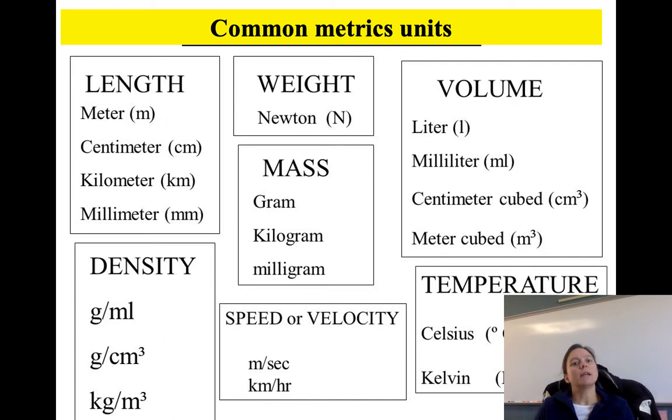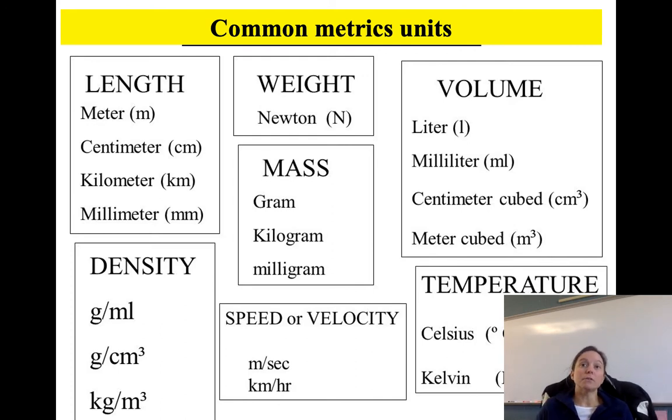So we would be looking at, for length, meters, centimeters, kilometers, millimeters. If we're looking at density, it would be something like grams per milliliter or grams per centimeter cubed, which combines length and mass. And mass uses grams, kilograms, or milligrams. Weight would be measured in newtons. Volume would be liters, meters, centimeters cubed, millimeters cubed. And then temperature would be degrees Celsius or Kelvin.